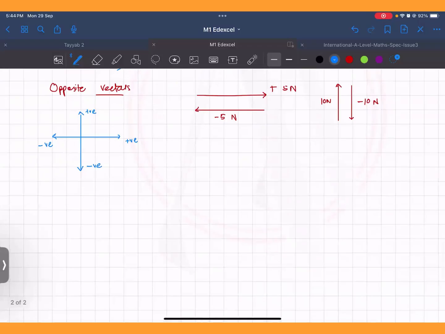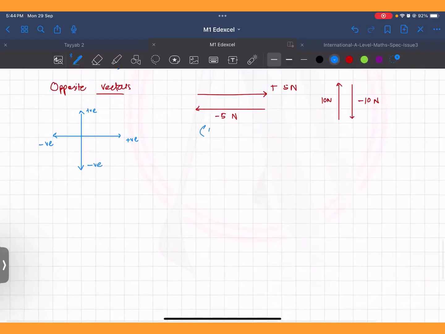And then it is very simple sometimes to resolve forces which are anti-parallel. These are anti-parallel forces.